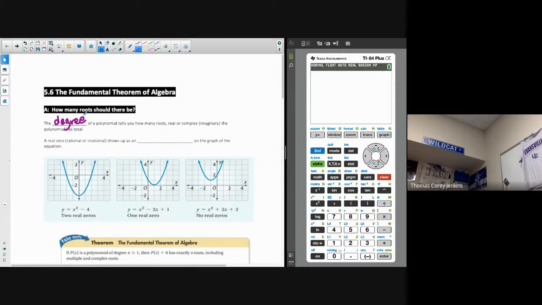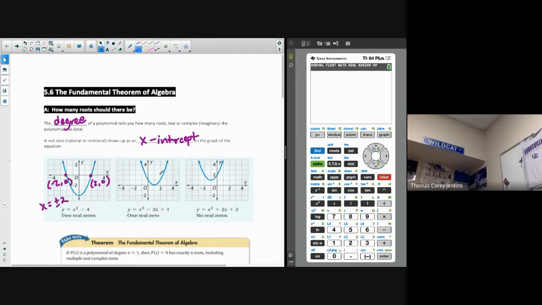That's the main part of the lesson. A real zero, rational or irrational, shows up as an x-intercept on the graph, right? It's the value of x where y equals 0. So some examples using quadratics, what we're most familiar with. Two real zeros would have two x-intercepts. So this particular graph would tell us that, since it goes through (2, 0) and (-2, 0), we would say x equals plus or minus 2.